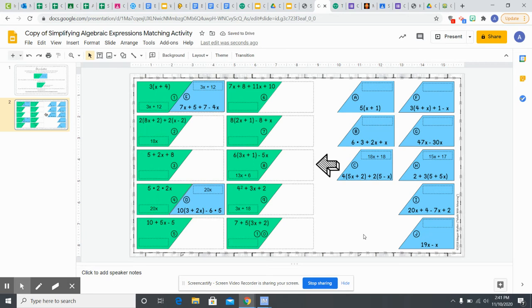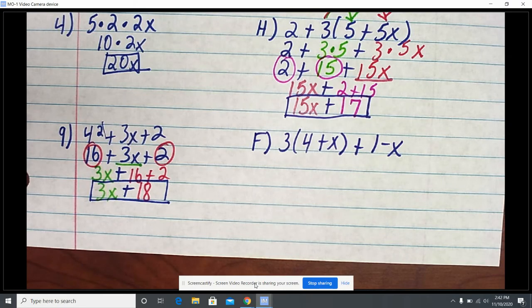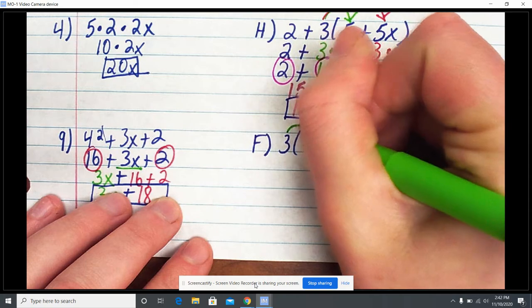I'm going to work out one more blue over here. Let's do F. So that's 3 parentheses 4 plus x plus 1 minus x. Alright. So start with my distribute property.